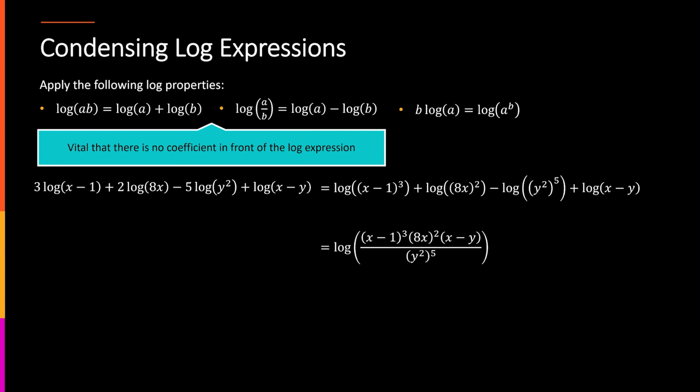Okay? So I can clean that up. The 8x quantity squared becomes 64x squared. The y squared to the 5th becomes y to the 10th. Other things stay the same, but that's my condensed form at the end, okay?